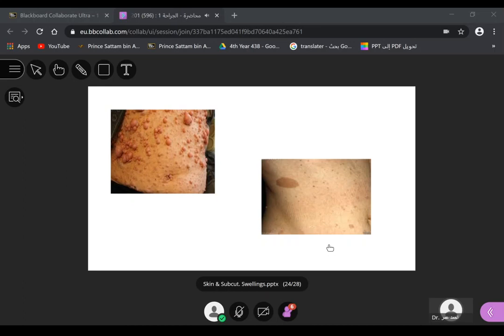Okay, this is another example of benign skin lesions or skin and subcutaneous lesions. Is it painful? Not necessarily, unless it is infected or there is some ischemia in it. But in general, it is not.